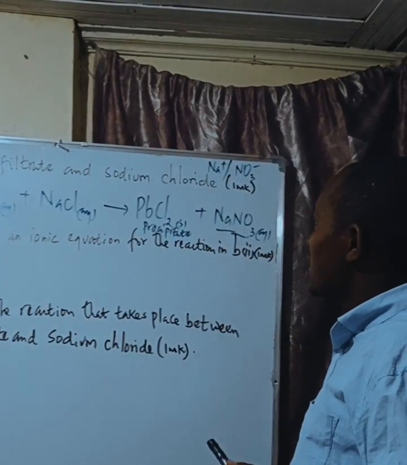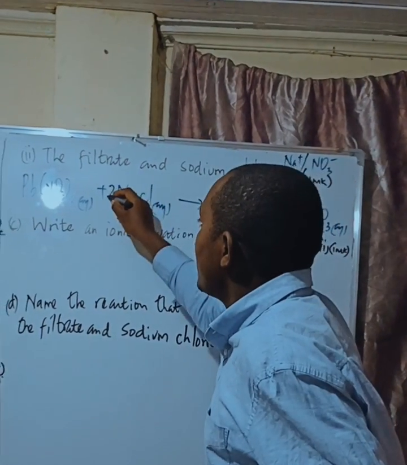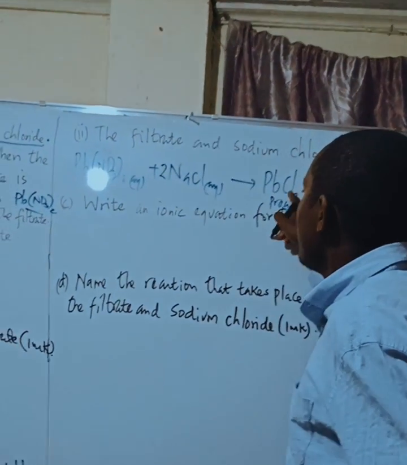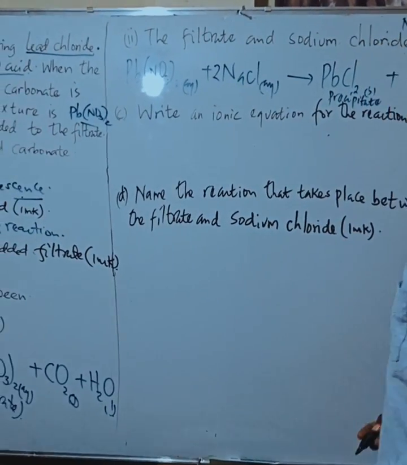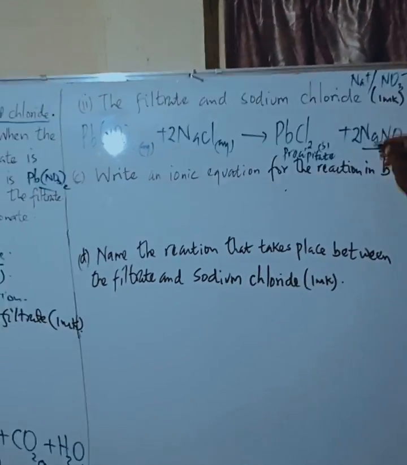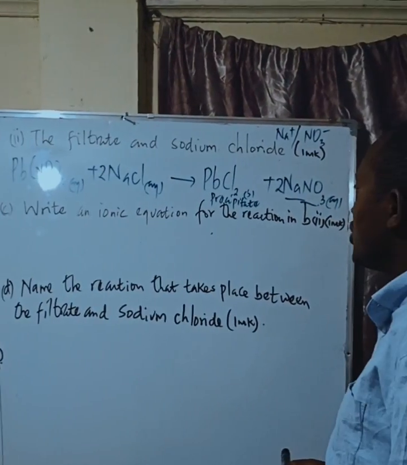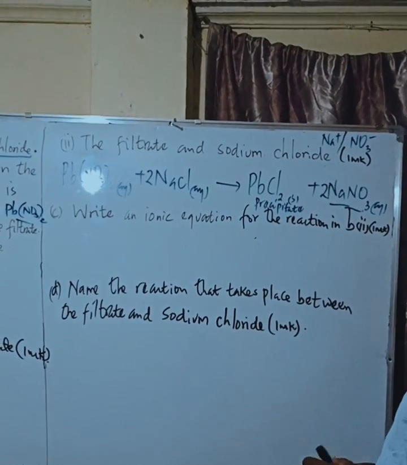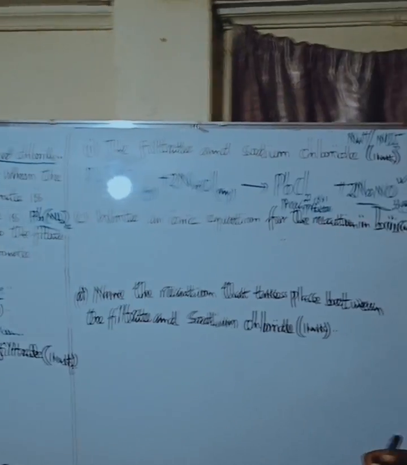So balancing this equation, I'm going to put a 2 here, because Cl is 2 here, and to balance it becomes 2 there, and here I put a 2 here. Sodium becomes 2, oxygen is 6, and there is 6, it is balanced. So this equation is now fully balanced. That is the equation that takes place.